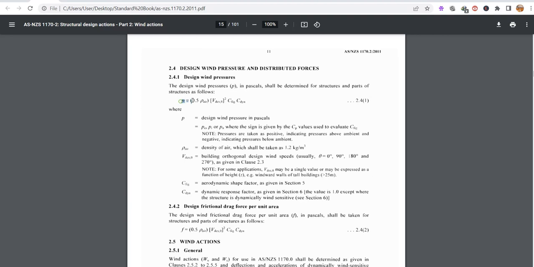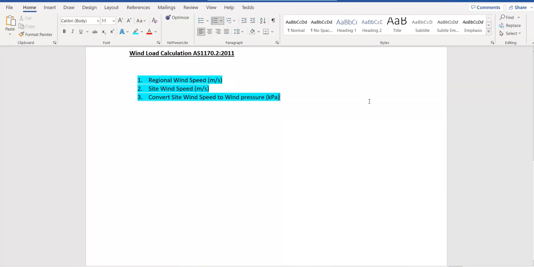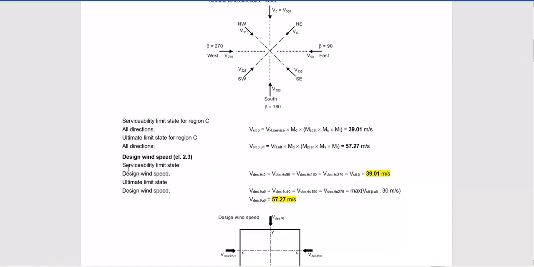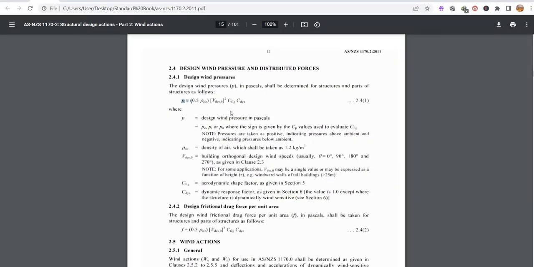We've got this formula: P equals 0.5 multiplied by the density of air times the side wind speed squared, which is the value that we got in our last tutorial. Here, design wind speed for serviceability limit state is 39 meters per second, and design wind speed for ultimate limit state is 57 meters per second. So if we go to the code, we'll see that the design speed is squared, multiplied by Cfig times Cdyn.